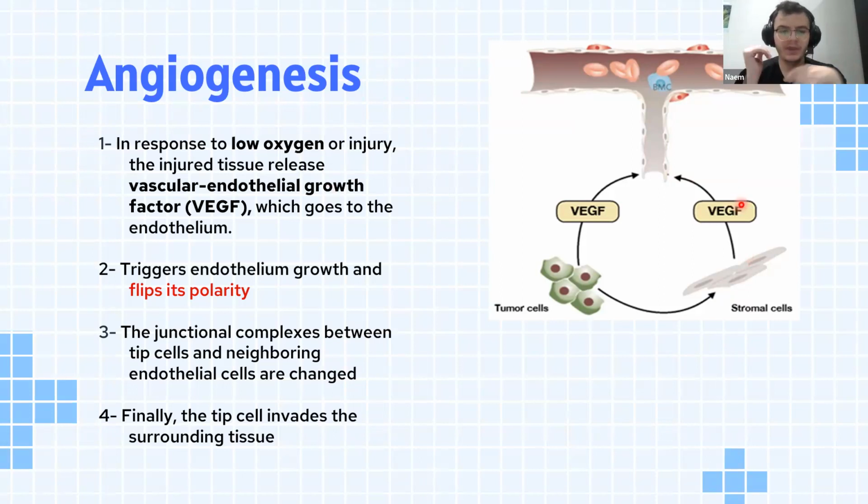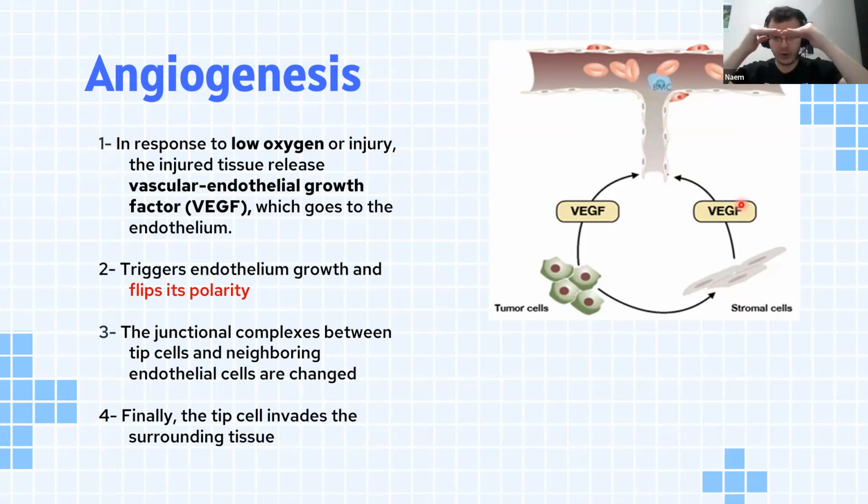Okay, now what do we mean by flip its polarity? To be honest, it's kind of complicated. So in my opinion, just memorize it, but I will explain what it means. Remember, we have apical and basolateral surfaces, right? The apical is the one that faces the blood, and the basolateral is the one that faces the tissue, right? We said this is the rule, always apical, blood, basolateral faces interstitium.